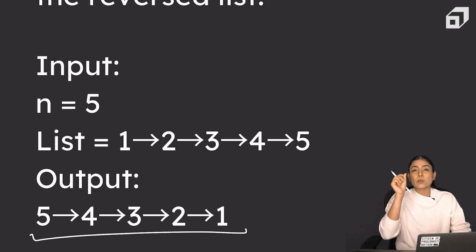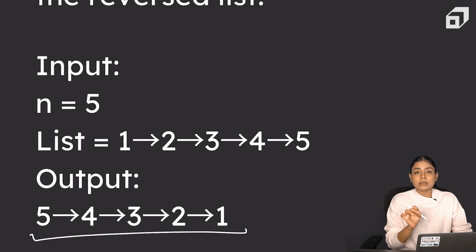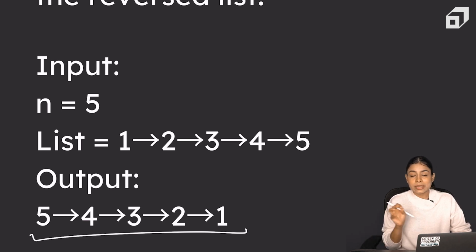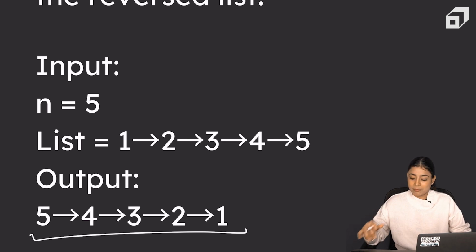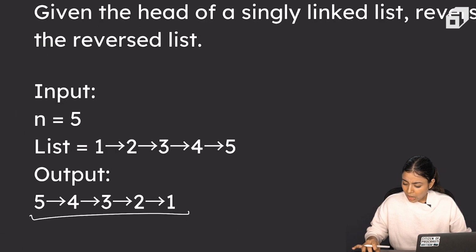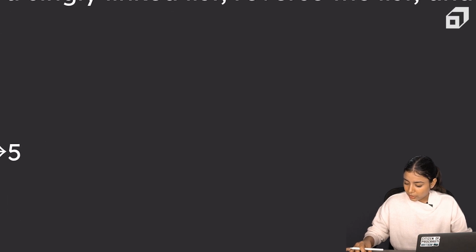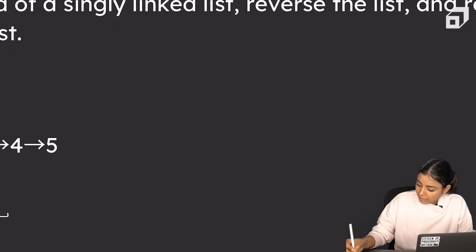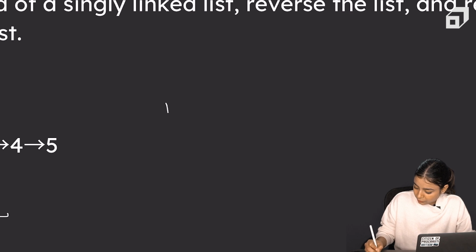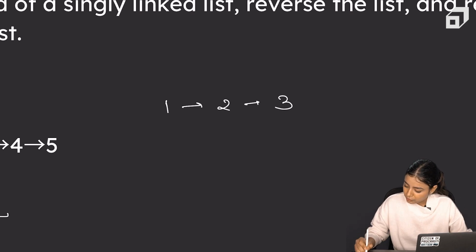So you're understanding, we're not just printing the values of the list, or traversing the list in a reversed manner, but we're actually reversing the links of my list here. So how can we do that? Let's try to understand. Let's take a few elements, 1 2 3. Okay, we have these 3 elements in my linked list.